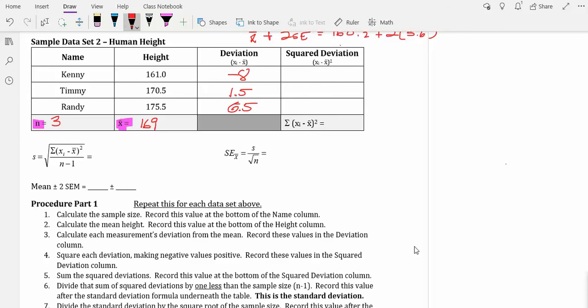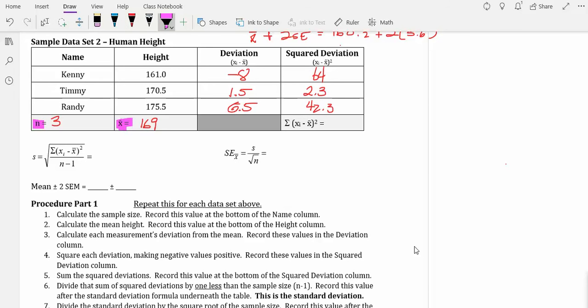Okay, so Randy is 42.25. We're going to round that to 42.3. Kenny is 64. Once again, Timmy don't get no love. 2.3 for Timmy.